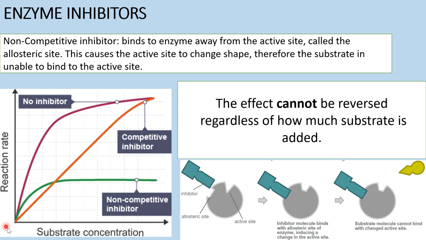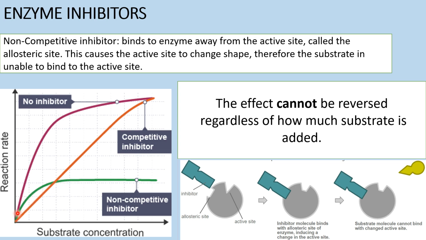So we can see here, this is a green line here. This is a non-competitive inhibitor. We have added our inhibitor, a fixed amount, okay? So let's say 50% of the enzymes were affected, which means 50% of them are non-functioning anymore. They are non-functioning because the active site has been changed.